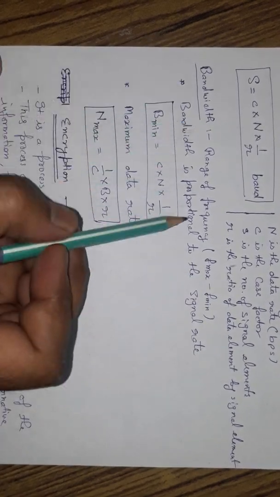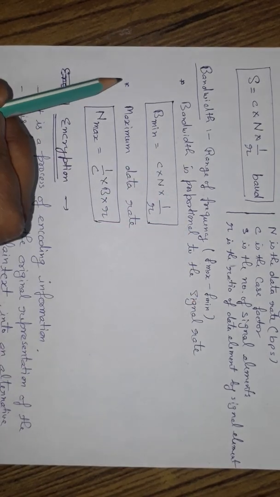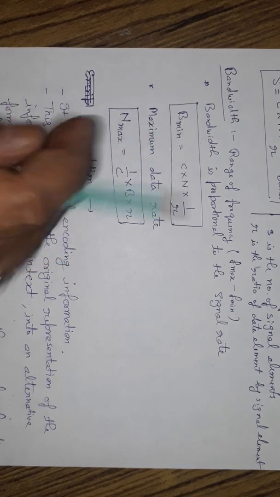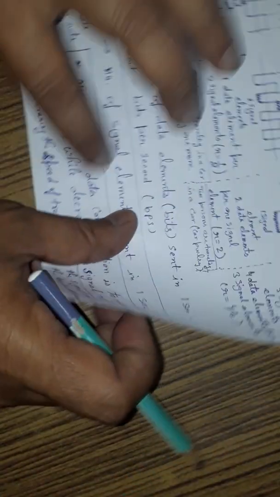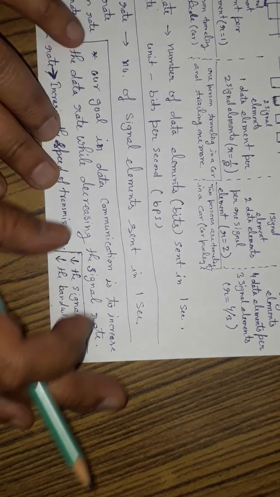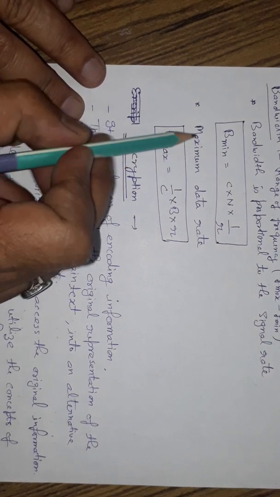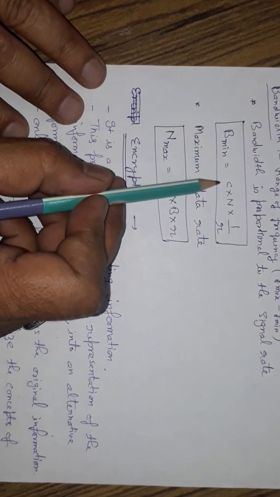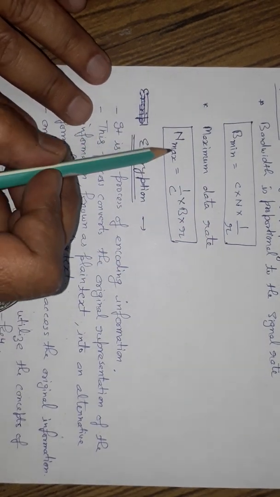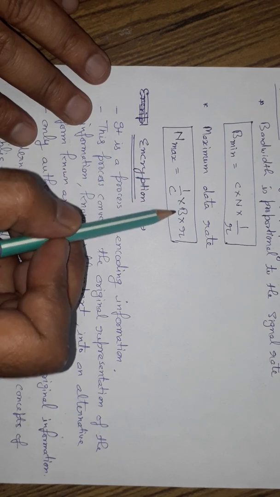Bandwidth is the maximum frequency minus the minimum frequency. It is the range of frequency. So bandwidth is proportional to signal rate, as we have seen in the previous cases: decrease in signal rate means decrease in bandwidth. So the minimum bandwidth is c into N into 1 by r, and the maximum data rate can be taken from here: N maximum is equal to 1 by c into B into r.